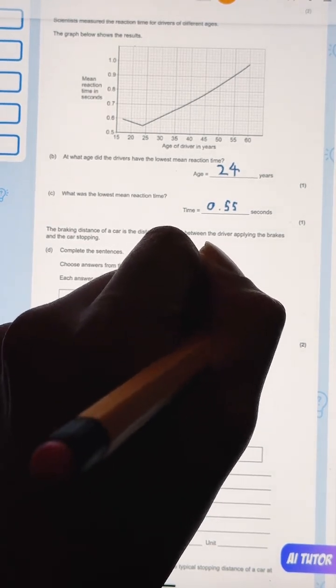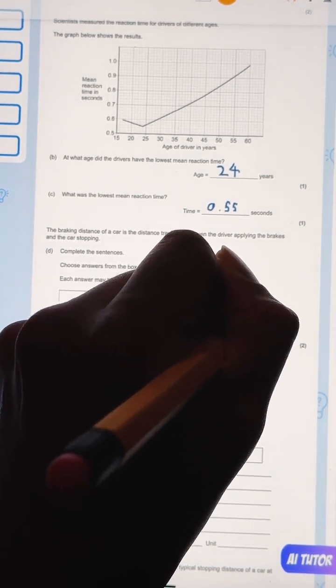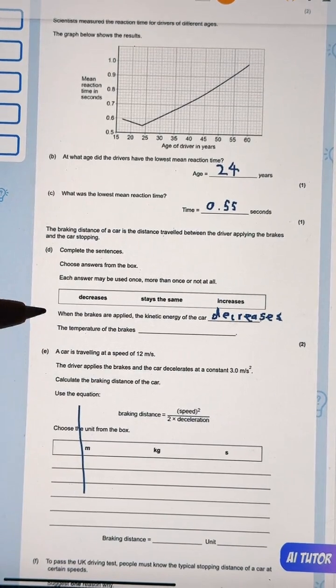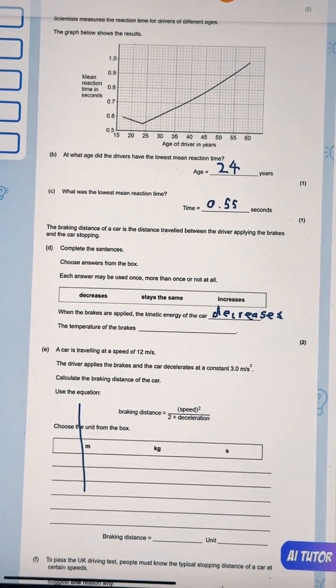Less movement means less kinetic energy. So if it's slowing down, less speed, that's less kinetic energy. So it decreases. The temperature of the brakes, so we've got increases.